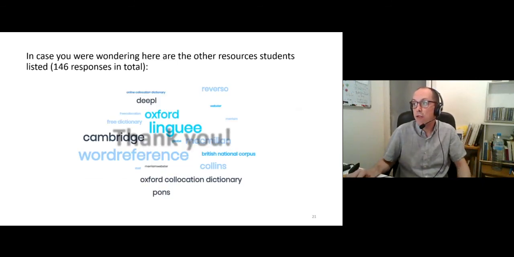These, in case you were wondering, are the other resources aside from Collocate that students listed as having used. You'll notice that WordReference and Linguee predominate.